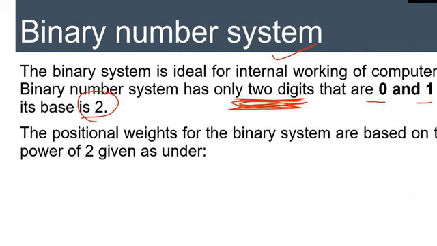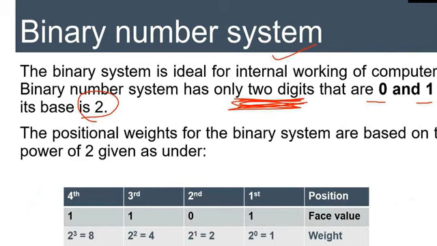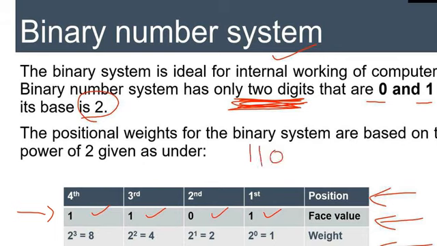Okay. Now, like the decimal number system, there are position, face value and weights for each and every digit. Suppose the number 1101. Like first, second, third and fourth positions. 1 for first, 0 for second, 1 for third, and 1 for fourth. So here are the weights: 2 raised to 0, 2 raised to the power 1, 2 raised to the power 2 and 2 raised to the power 3.